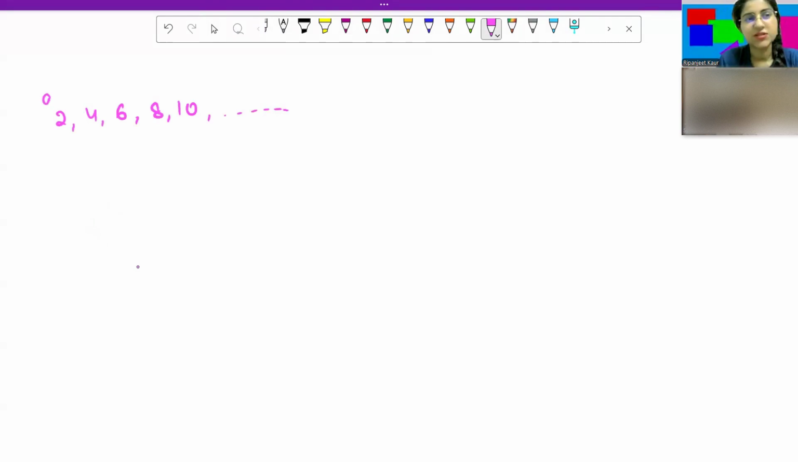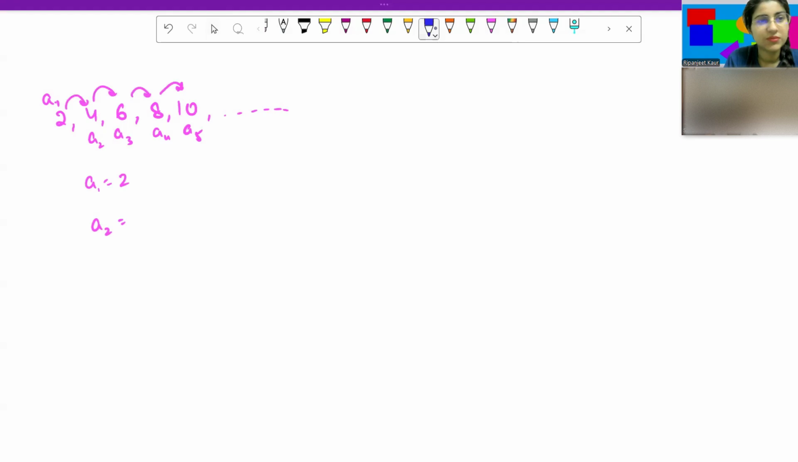The first term is this one, right? Yes. This is the second term. I'm just calling it A1, A2, A3, A4, A5, and so on. Now over here, the first term is 2, and for the second term, what was the difference here in all of them? We added 2. So plus 2, plus 2. That is the common difference, correct? We are calling it the common difference.